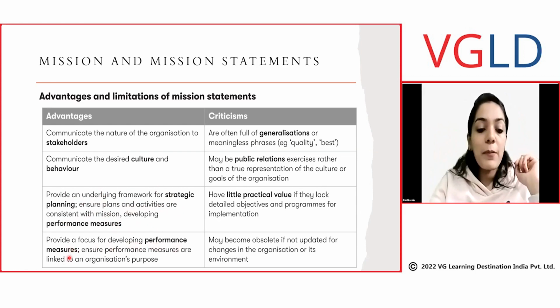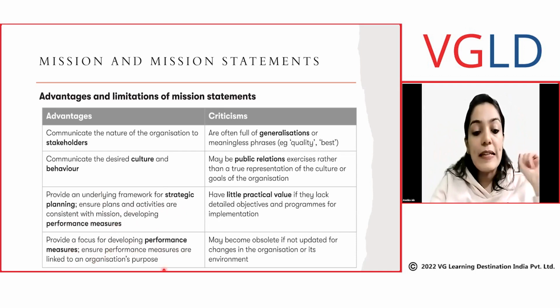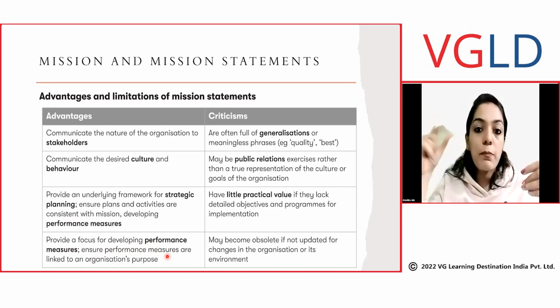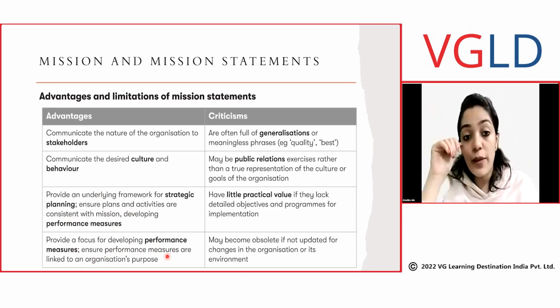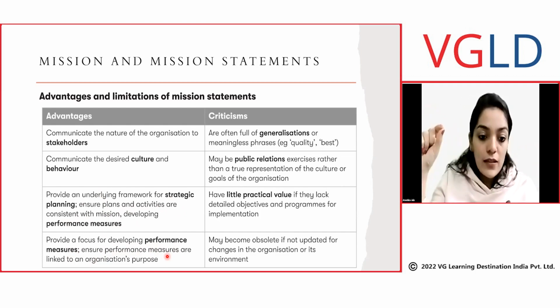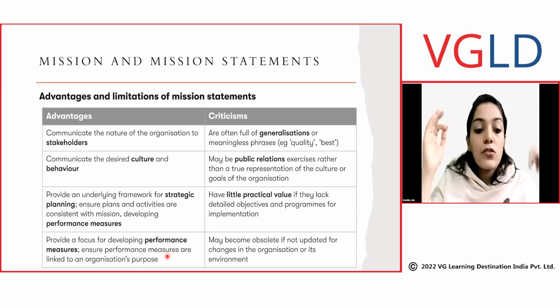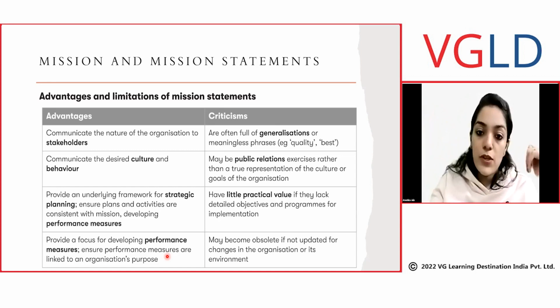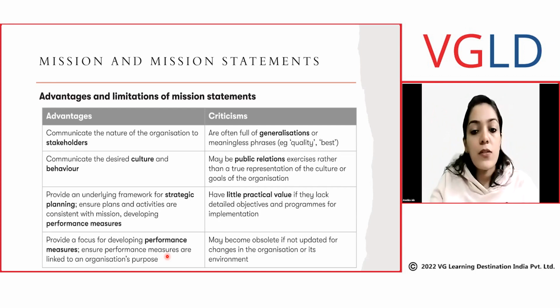Provide a focus for developing performance measures. Ensure performance measures are linked to the organization's purpose. Obviously, you have a particular goal. How will you know your progress towards the goal? By having proper performance measures. So you lay focus on developing effective performance measures. Like we discussed yesterday, right? For an example of a good performance measure and a bad performance measure. We were talking about how many hours I studied versus, and then when I said the complexity of the topic I studied in those many hours. So it's an improved performance measure. So there should be a focus on developing good performance measures on the basis of the objectives laid down in the mission statement. Okay. So these are the advantages of mission statements.